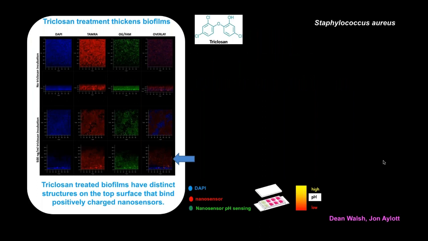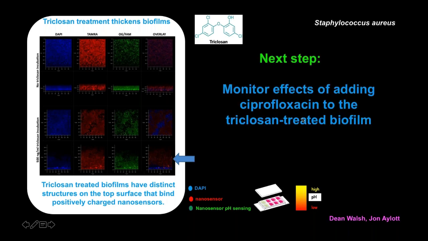And to see what's happening in a biofilm, that gave us the impetus to have a look in there. And when we looked in our Staph aureus biofilms, again, we've got the nanosensors there to see what the pH is. And although I'm not going to talk about the pH, what our nanosensors were able to show us was that upon treatment with the triclosan, we have a much thicker biofilm, and there seems to be this surface structure above that is stained up by the nanosensors. Here you can see that the bacteria are in blue because they're stained with DAPI.